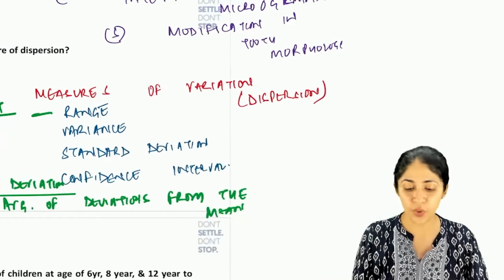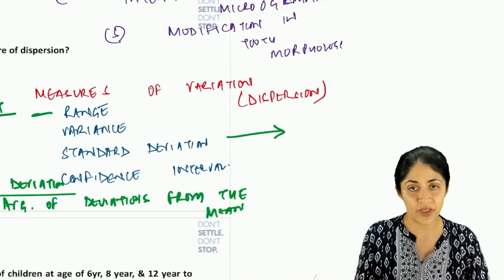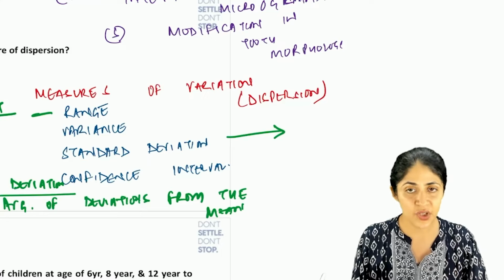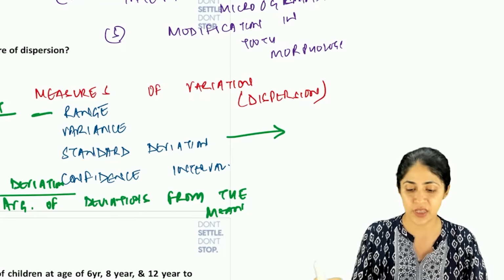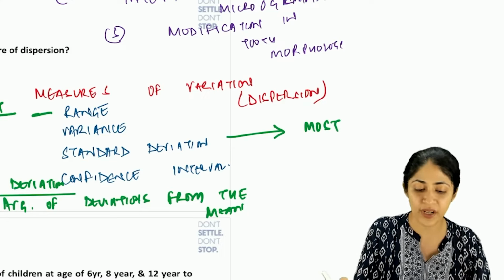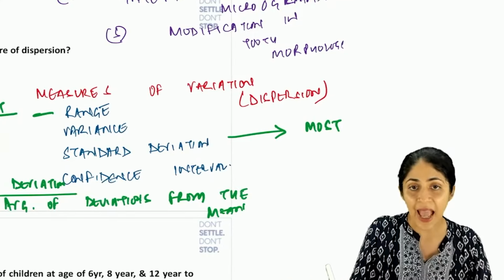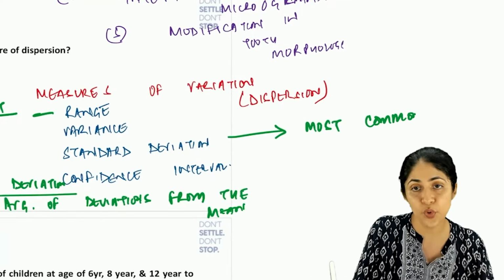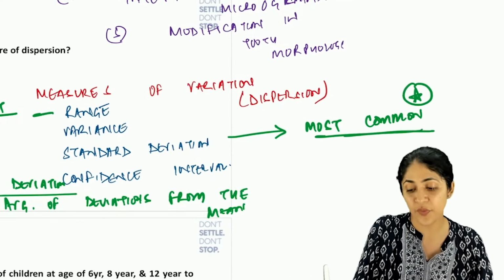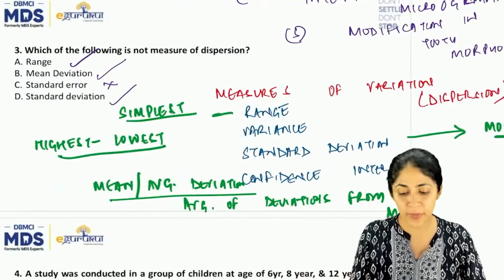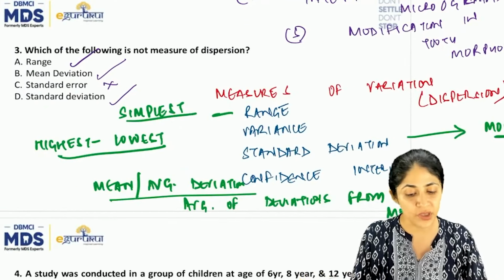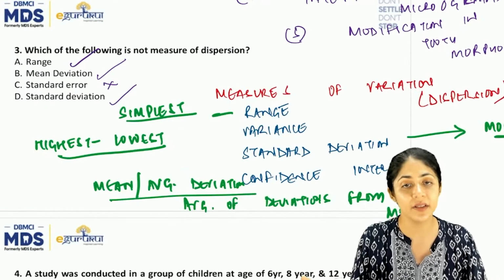Now what do we understand by standard deviation? Standard deviation is the most common measure of dispersion. If we talk about range, it is the simplest, and standard deviation is the most common. So whenever they ask you which is the most common measure, then it will be standard deviation.